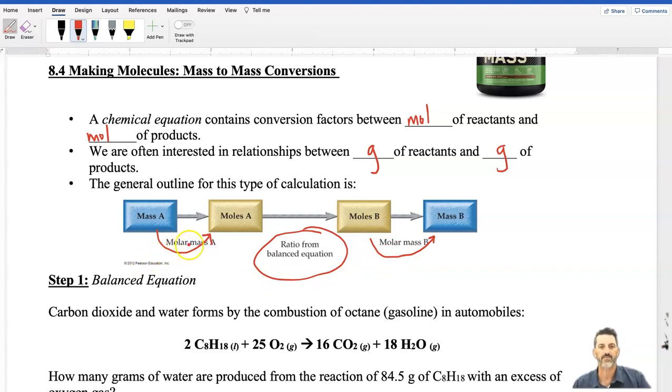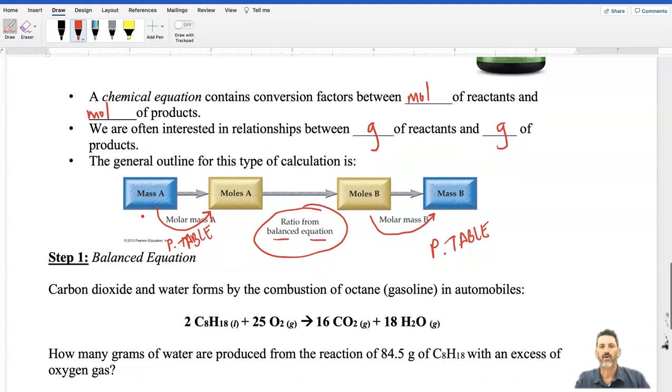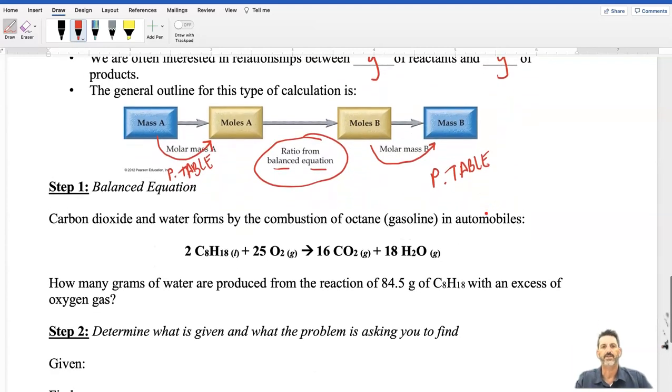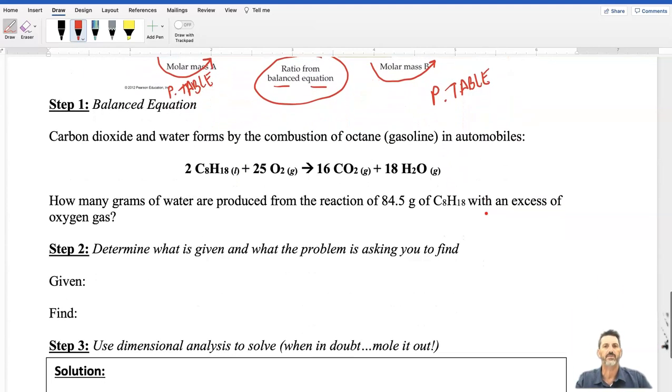Now notice here it says molar mass, molar mass. So this is where the periodic table is going to come in super handy because we're going to need that on the first step to convert grams to moles. Then we're going to need our balanced equation in that second step. And then we're going to need the periodic table in the third step. Okay, so it's very similar to what we did before. There's just one extra step at the beginning and one extra step at the end. But it's not too bad because we're going to just use the periodic table.